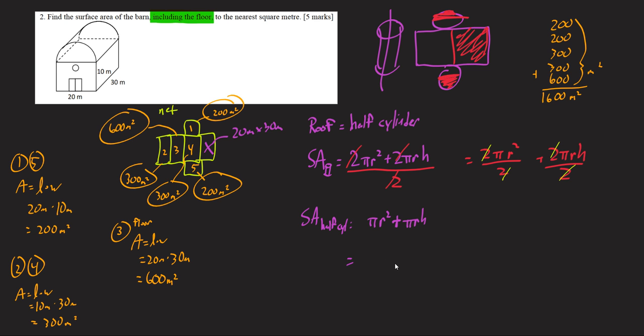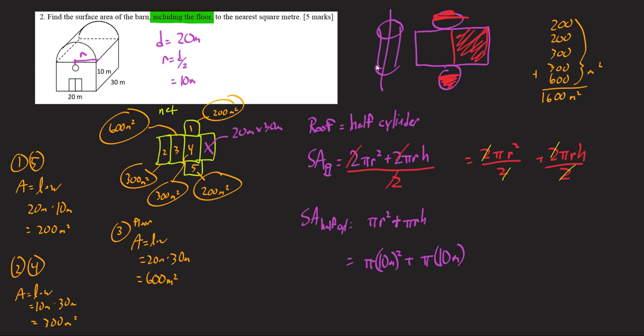So pi r squared, we need to just check what's r. The length from there to there is 20, so half is going to be the radius. If the diameter of the circle is 20 meters, that means the radius is diameter over 2, which is 10 meters. So we fill in 10 meters.